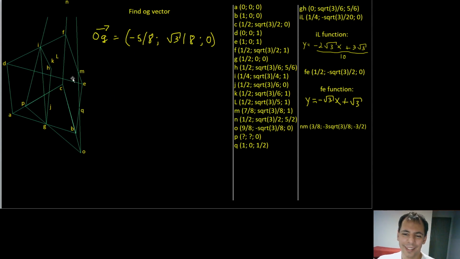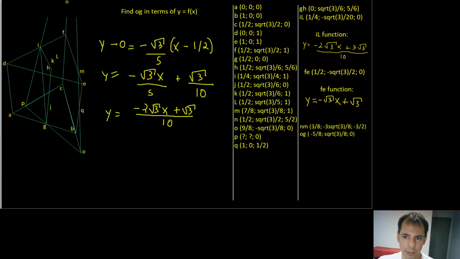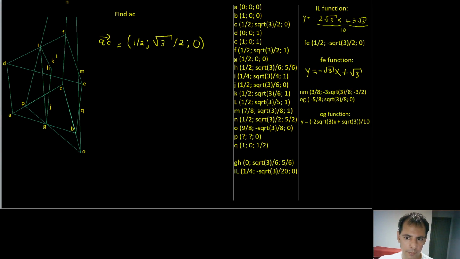Okay. Now, find the OG vector. Because now I have O, I can go from O to G. And now I'm going to find OG in terms of y equals f of x, the equation of the OG vector. And now I'm going to find the vector AC. And I'll find AC in terms of y equals f of x.